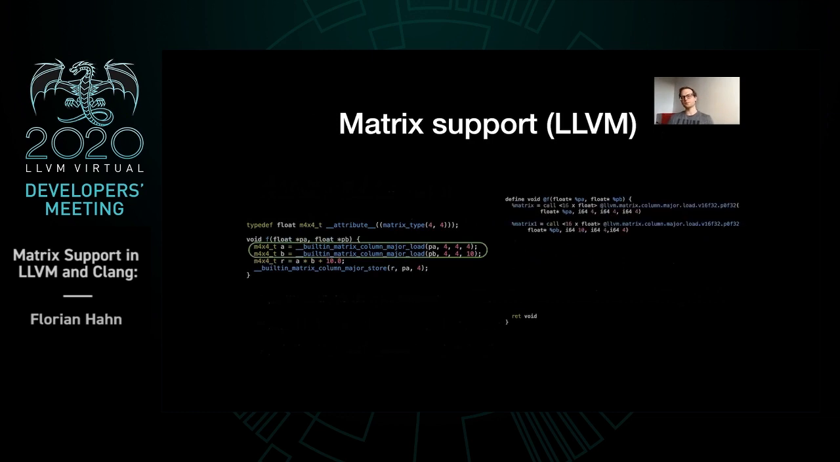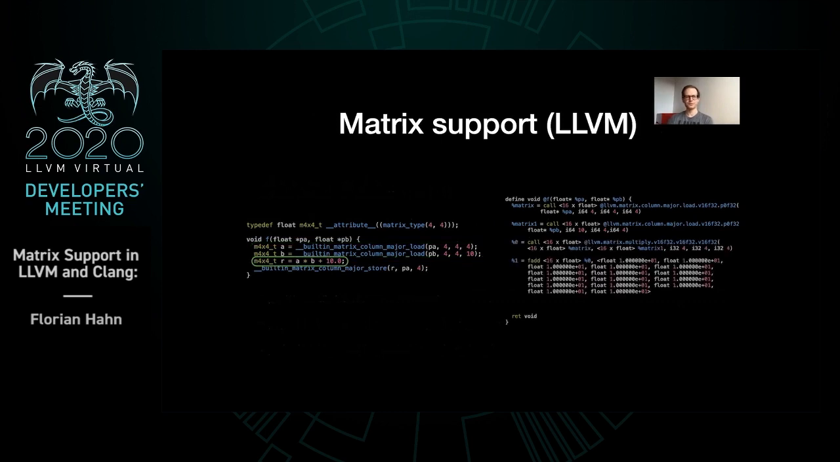So our column major load built-ins are lowered to corresponding LLVM intrinsics that do column major loads. The math operators are also lowered to LLVM intrinsics for the multiply, and then to LLVM add vector instructions for the scalar or element-wise add. And in a similar fashion, the store built-in is lowered to the column major store intrinsic on the LLVM side.